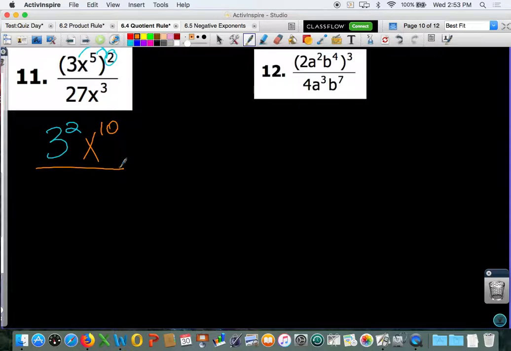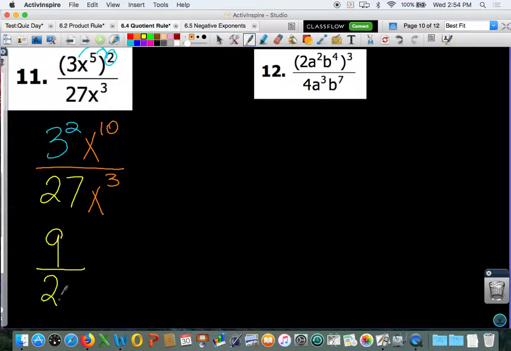Now, it does not distribute to the bottom. The parentheses are only around the top. So the bottom actually stays as it is. So I'm going to go ahead and put 27. And I've got x to the 3rd down here. So now that I have simplified things, oh, there's one more step. I cannot leave 3 squared like that. I need to go ahead and change it to 9.